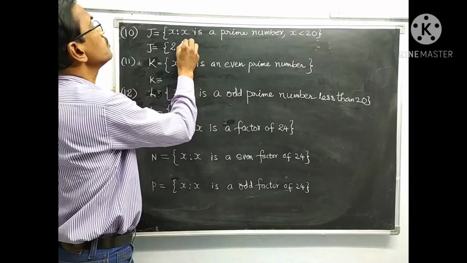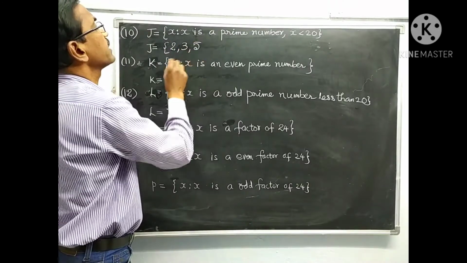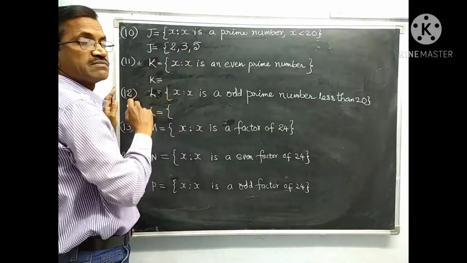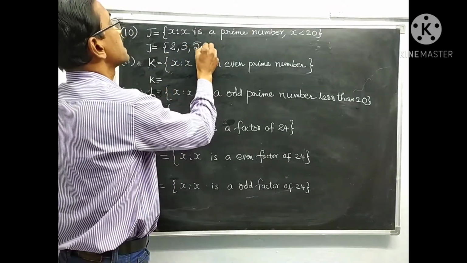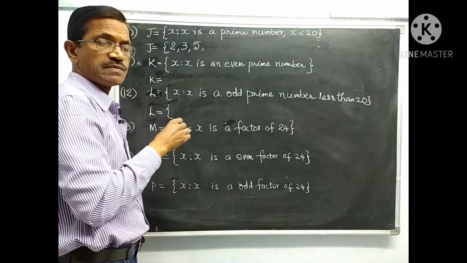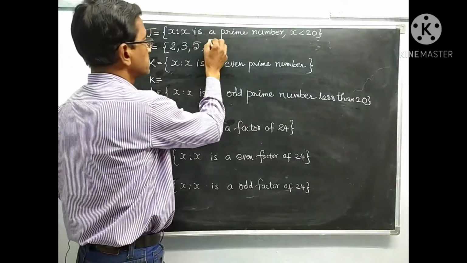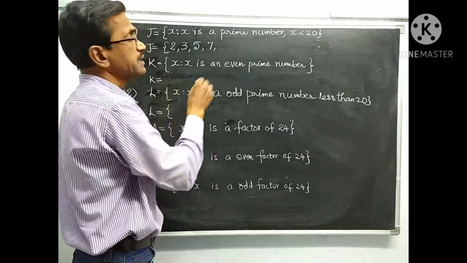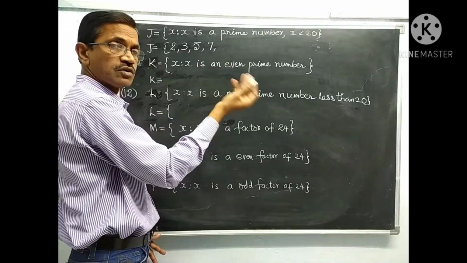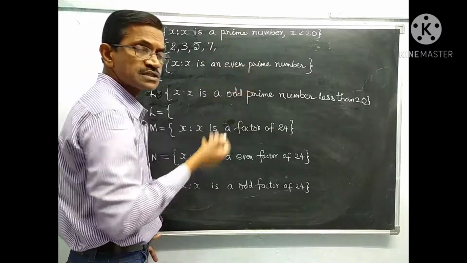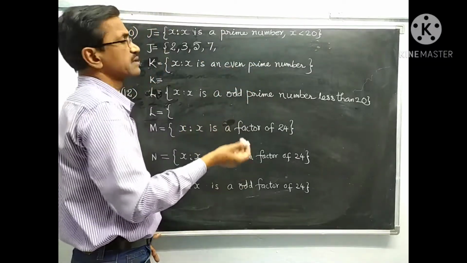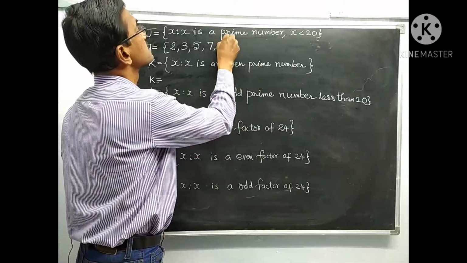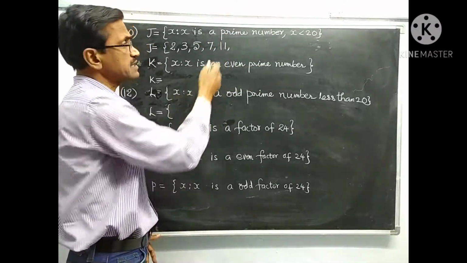Let us start now. 2, 3, 5. 1 is neither prime nor composite number. 4 is a composite number, divisible by 2. 5 is a prime number. It is not divisible by any other number. 6 is a composite number, divisible by 2. 7 is a prime number. 8 is a composite number, divisible by 4 and 2. 9 is also a composite number, divisible by 3, and 10 is divisible by 2 and 5. 11 is not divisible by any other number except itself.